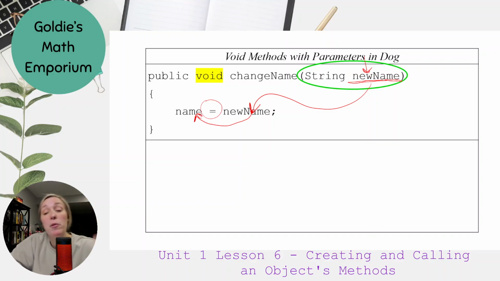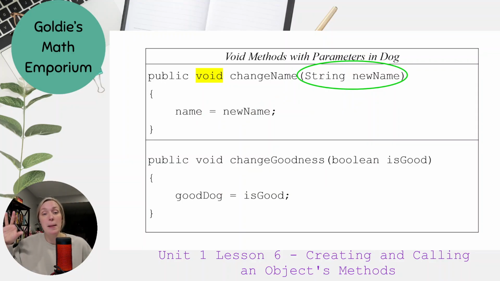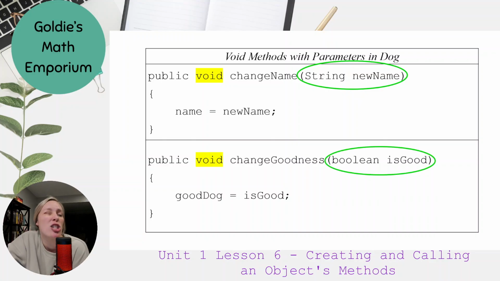Okay. And remember, we can change instance variables as long as they're private, as long as it takes place in our dog class. And this is going to be added to our dog class. So I'm able to change my data there. Another void method is public void changeGoodness. Okay, so here again, I'm changing the goodness.